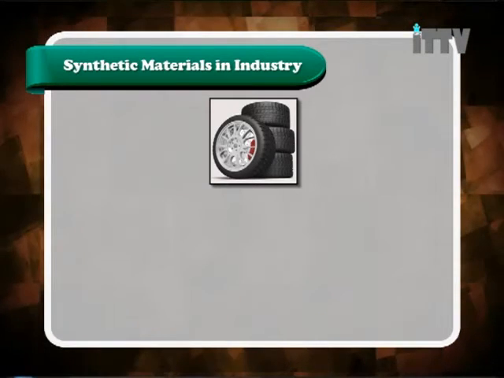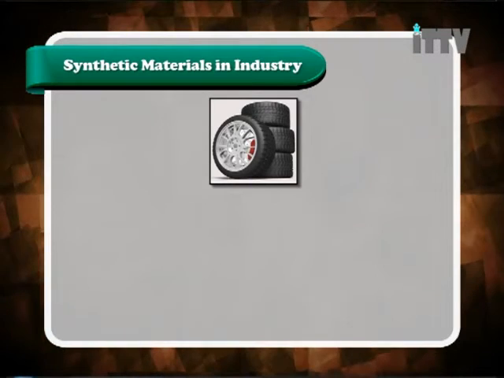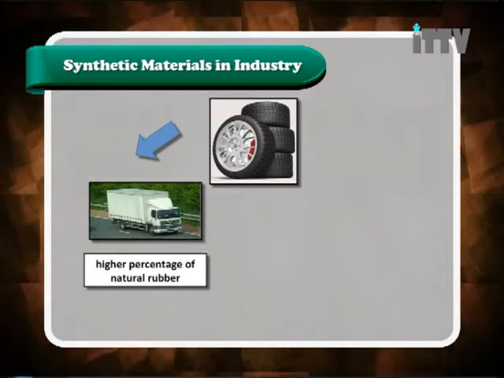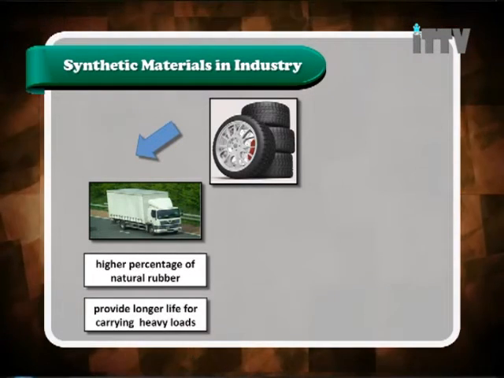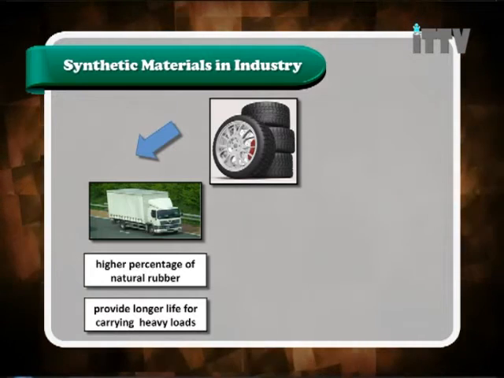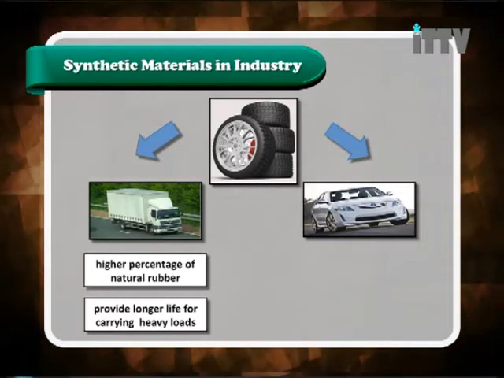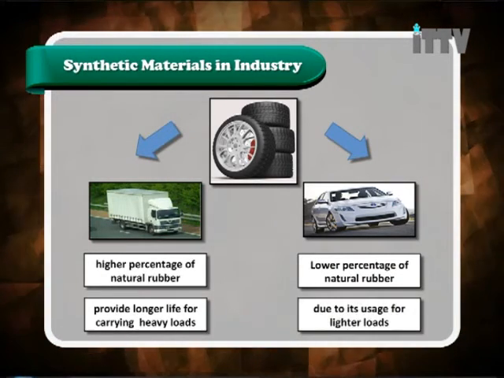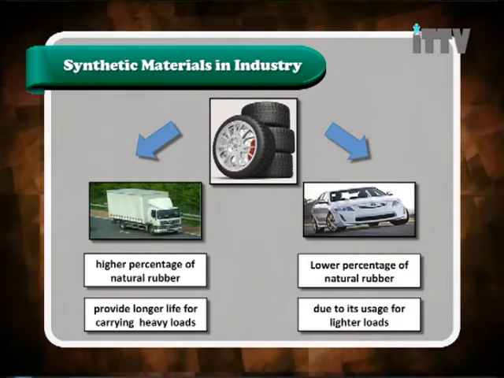A good example of a product that is made from a combination of natural and synthetic rubber is tires. Lorry tires have a higher percentage of natural rubber in them to provide longer life for carrying heavy loads. On the other hand, car tires have a lower percentage of natural rubber content due to its usage for lighter loads. Here we can see natural rubber is used in the tires, but the composition for the lorry and the car is totally different. In a lorry, it has a higher percentage, while for a car, it has a lower percentage of natural rubber.